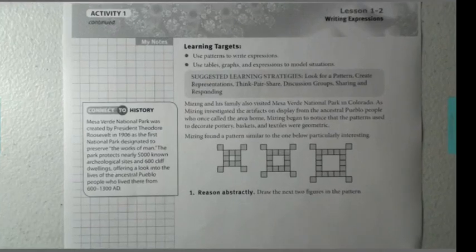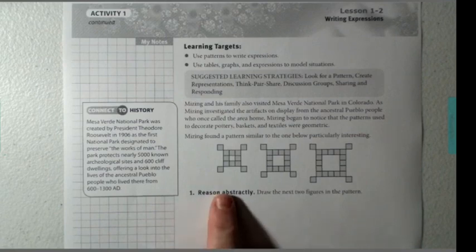Alright, today we'll be covering lesson 1-2 in our Algebra 1 book. It's on writing expressions. On the previous two slides, you saw a little bit about Missing and his family, and they were noticing artifacts, and Missing happened to notice the patterns that were on the pottery and baskets that he came across. And they showed you the particular pattern as such.